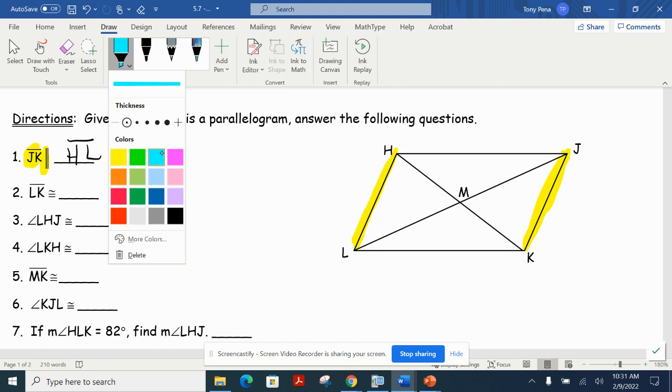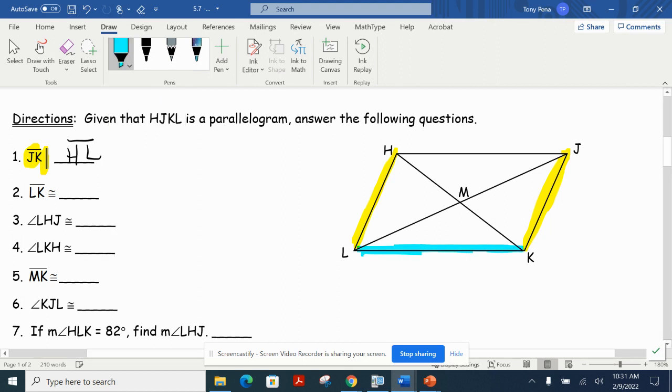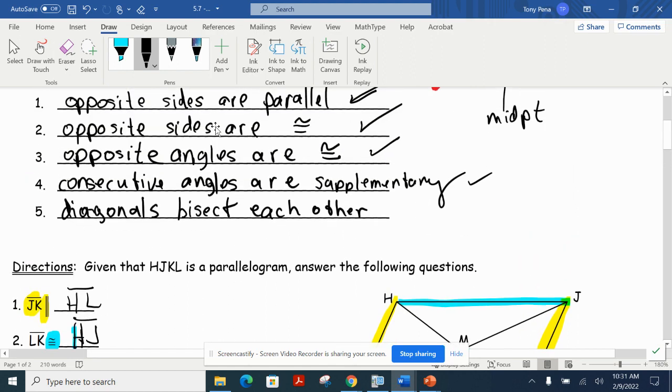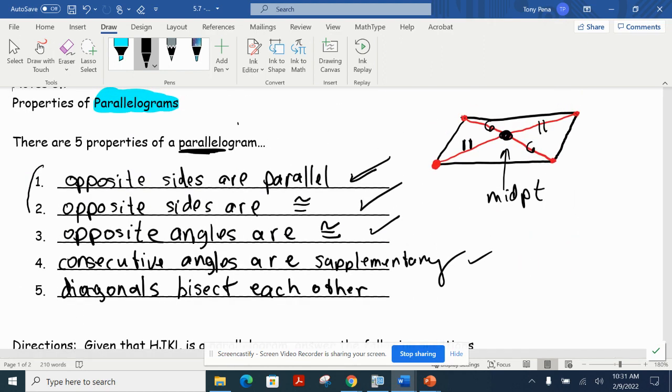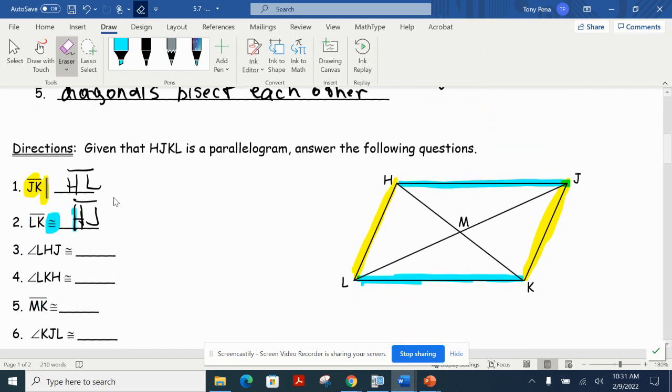All right, the next one, find LK. LK is the bottom of our parallelogram. And number 2 is asking you to identify the segment that it must be congruent to. And it has to be congruent to its opposite side. So HJ would be what is congruent to KL. All right, and then we use the proper notation for that. So numbers 1 and 2 correspond directly with numbers 1 and 2 that we wrote above. They're also the most obvious. All right, those should be kind of just obvious by looking at a parallelogram. But those are the first 2 properties that we mentioned.